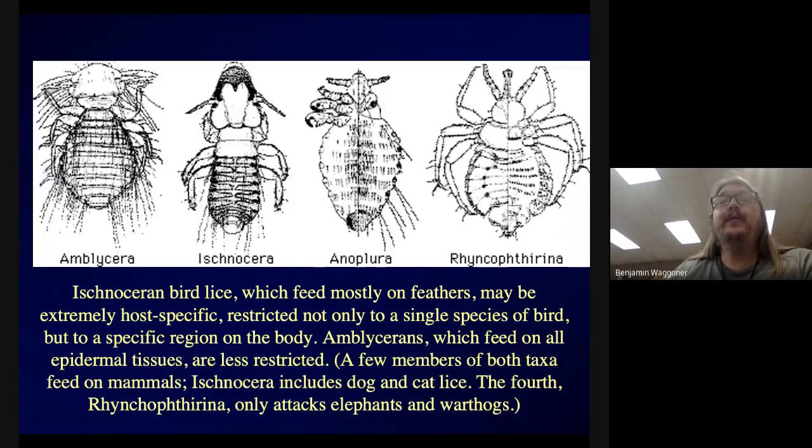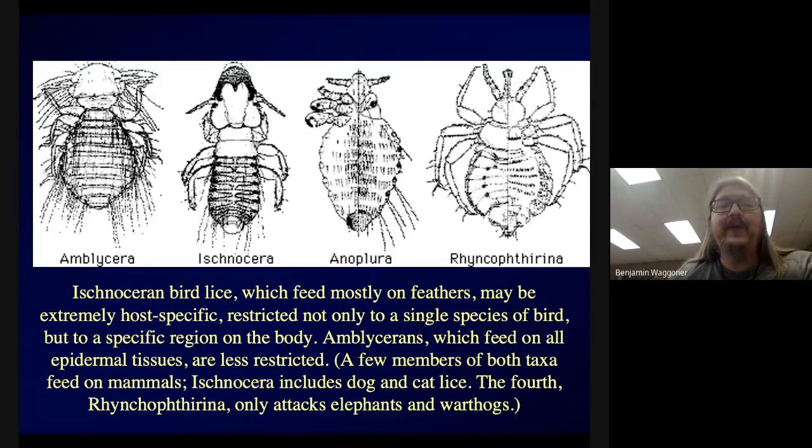We can divide up those, what we used to call the Malophaga, the chewing lice, into Amblycera and Ischnocera. The Ischnocera, that's second from the left, they feed mostly on feathers, and they're noted for being extremely host-specific. A species of Ischnoceran may be restricted not only to one species of bird, but to one specific body part on one species of bird. Amblycerans are a bit less restricted, and there's a few members of both taxa that feed on mammals.